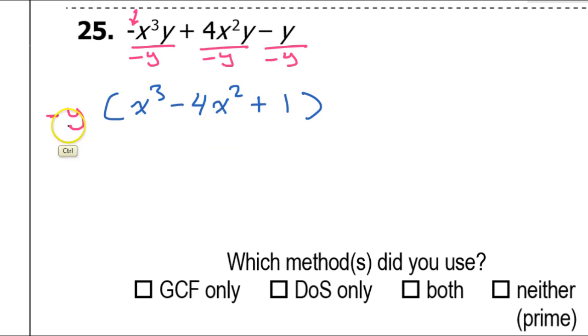Now, so we definitely use the GCF. Look at the remaining part inside of the parentheses. Does this fit the difference of squares pattern? Not even close. This is a trinomial. So we have GCF only. And this is the final answer.